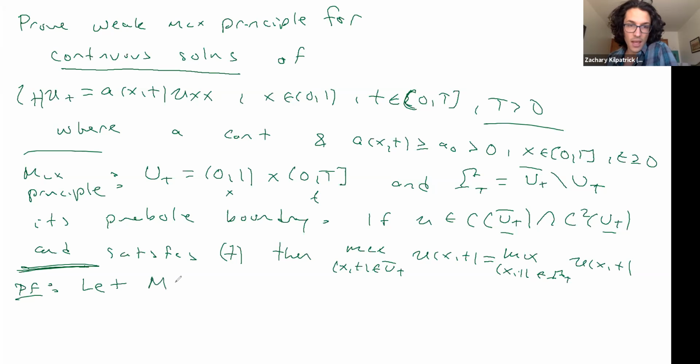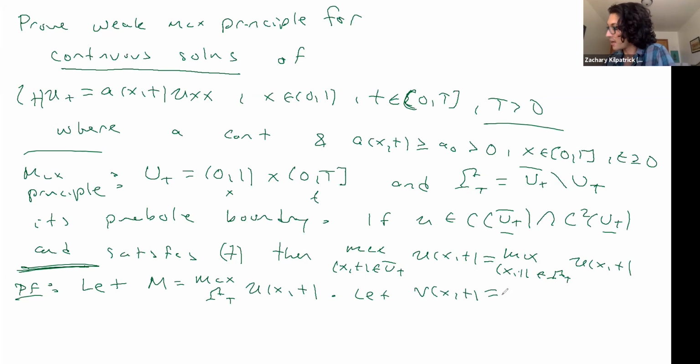So let's take the maximum on the boundary to start with, so that we don't have to keep writing that. And let V, as AJ was saying, be equal to U plus epsilon x squared. As you might expect with epsilons, we're eventually going to take that quite small.